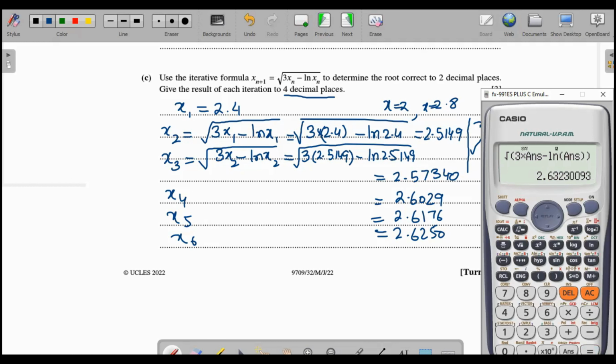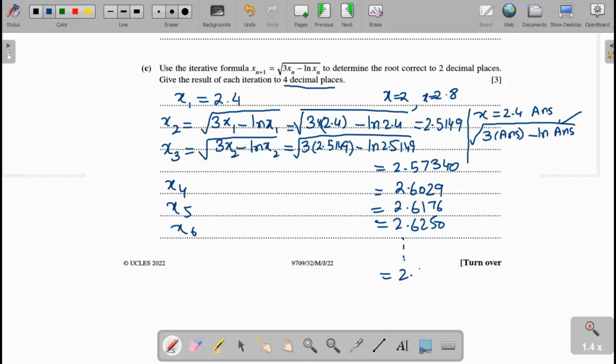2.6322. Therefore, 2.632 is the answer. The answer remains the same, 2.632. Next, you can see that 2.6323, and we continue. The iteration value becomes the same and there is no change in this value. This is the answer.